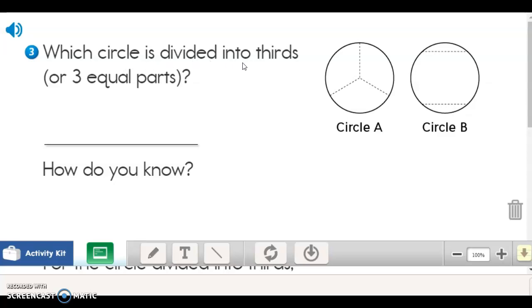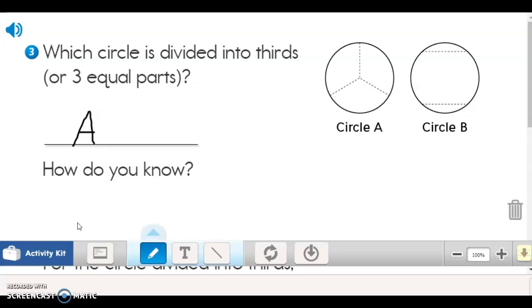Which circle is divided into thirds, or 3 equal parts? Well, let's see. Circle A, those are 1, 2, 3 parts, and they do look the same size, don't they? Now, circle B, they have 1, 2, 3 parts as well, but it seems to me like they are not the same size. They are not equal. This middle section is much bigger than the top and the bottom section. So the question says, which circle is divided into thirds or 3 equal parts? We're going to write A, because A does have 3 equal parts.